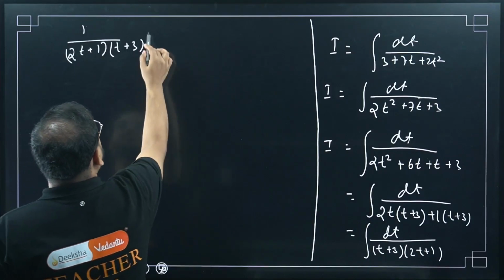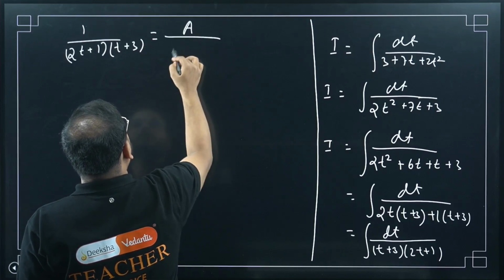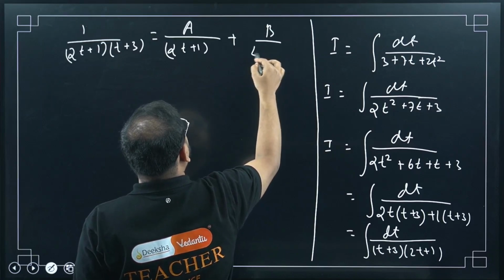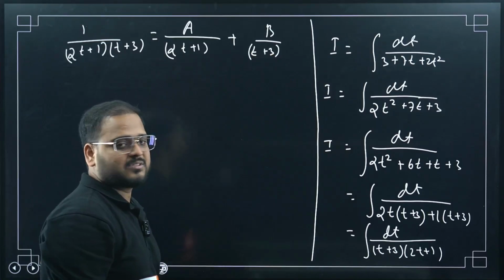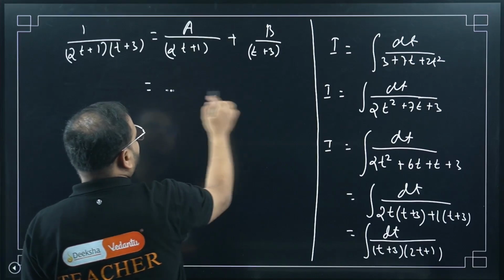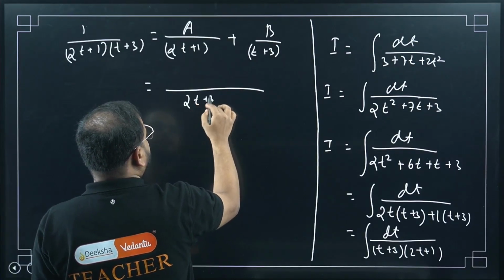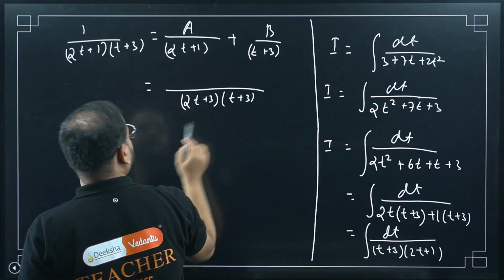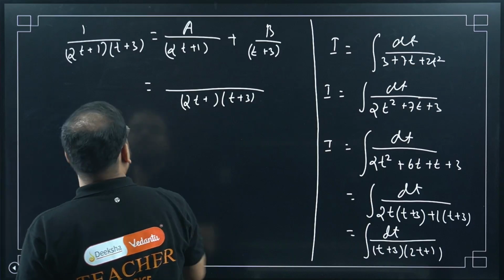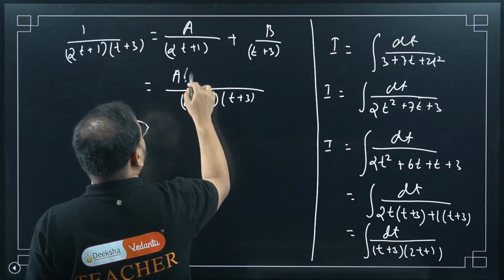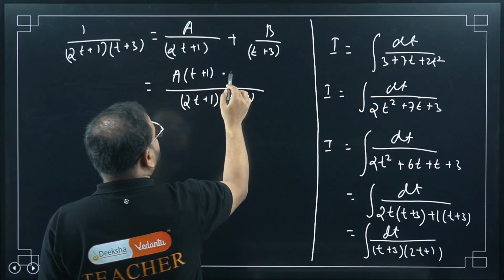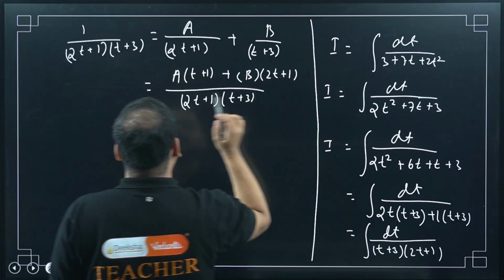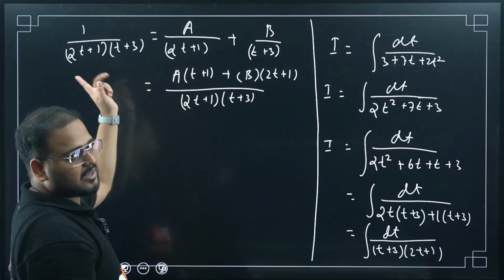This will be a upon 2t plus 1 and b upon t plus 3. Now please check how I will do it. Take the LCM first. This is not 3, same mistake again, this is 1. So what I'm going to get over here: a times t plus 3, and b times 2t plus 1. Now the denominators are the same, so I can compare the numerators.